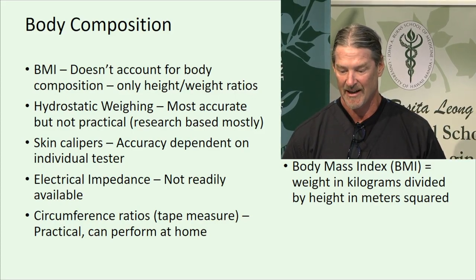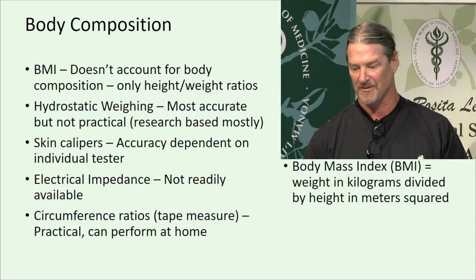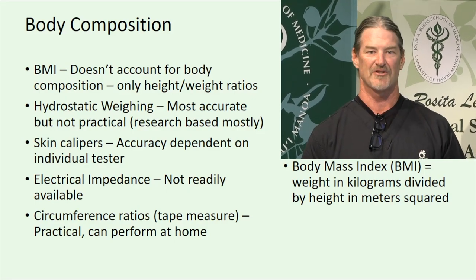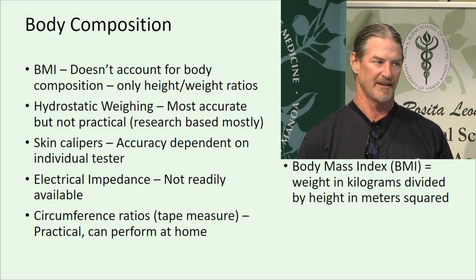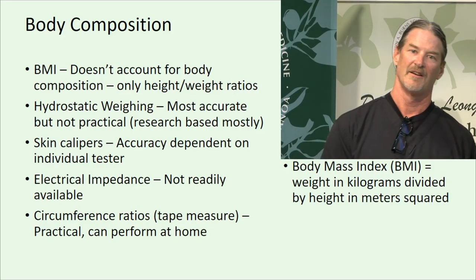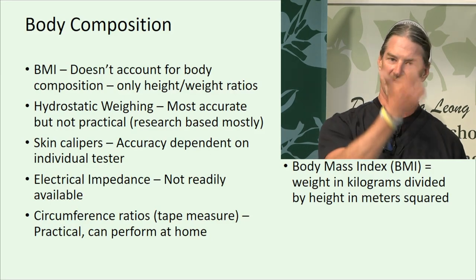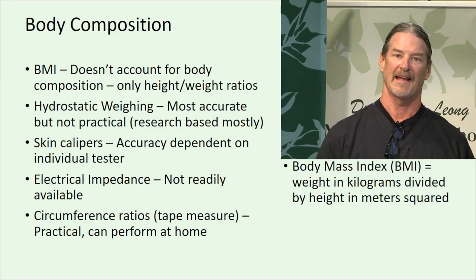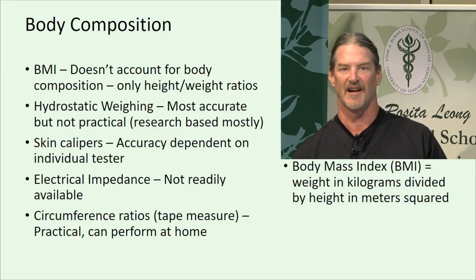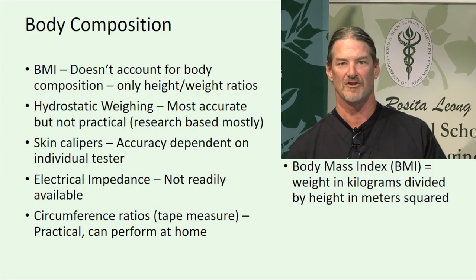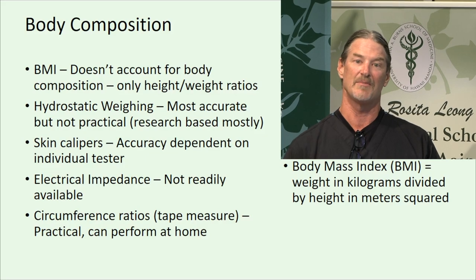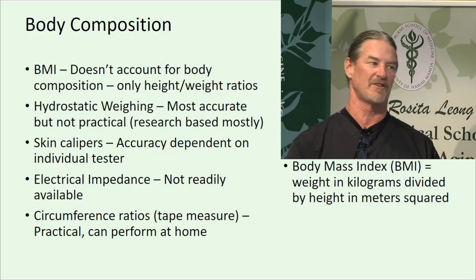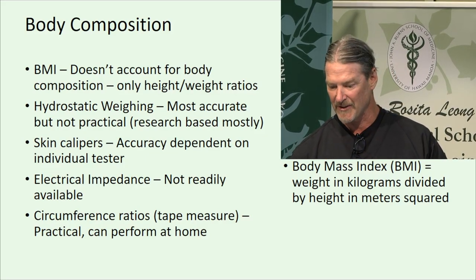And then there's another way to do it. It's called electrical impedance, where there's a little machine, and they put electrodes on your fingers and electrodes on your toes, and they run a little current through you, and it measures the resistance to the current, and it lets you know what your body fat percentage is, because muscle and fat resist the current differently.